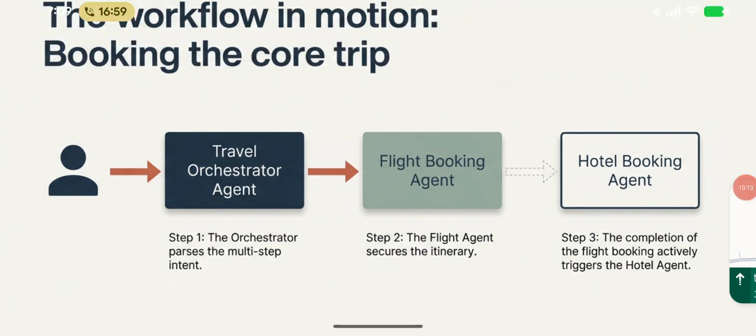Okay, the workflow in motion, booking the core trip. In a linear fashion, it will go one after the other. The only thing is it takes time, and the user has to wait for the final output. Also, in a linear fashion, we are sure that once one step is done, only then the next step is done. If one of the steps fails, the next step is blocked until that step is completed. Once the flight booking is done, hotel and taxi booking can be done in parallel. If done sequentially, taxi booking will wait until the hotel booking is done.